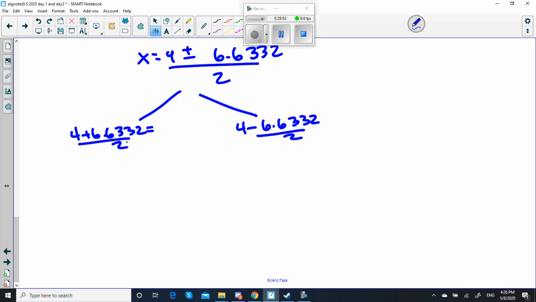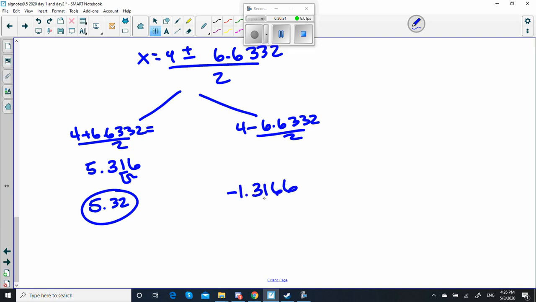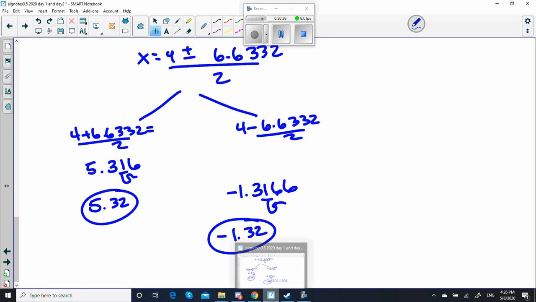So here we go. 4 plus 6.6332 equals, divided by 2. Directions are hundredths place. So 5.316 makes that one 5.32. That's my first root. And then if I do it again, this time with a minus sign, 4 minus 6.6332 divided by 2 is negative 1.3166. So that's negative 1.32. So these are my two answers that I would put in the book, because the book is asking for decimals when it doesn't come out nicely.